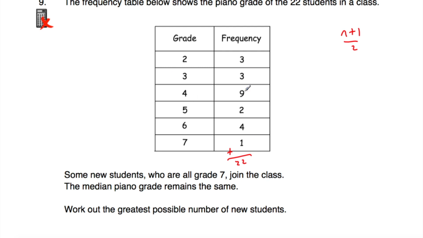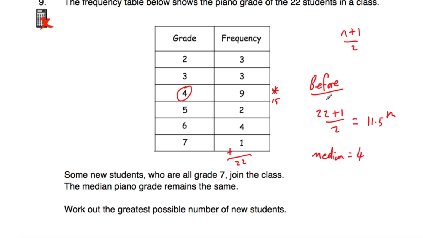Let's find the median for the class before the students joined. So let's write down "before". There's 22 students, so I'm going to do 22 plus 1 divided by 2. 22 plus 1 is 23, divided by 2 is 11.5. So we're looking for the 11.5 value. Is the 11.5 value in here? No. And number 3, that's 6 students. Is the 11.5 student in there? No. So that's 6 plus another 9, which is 15. So yes, the 11.5 value is in here. So the median is 4. So the median before they joined was equal to 4.